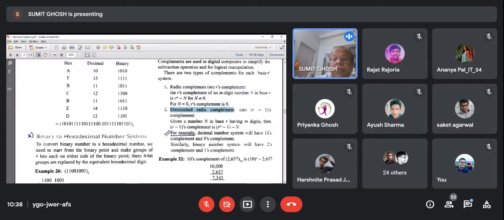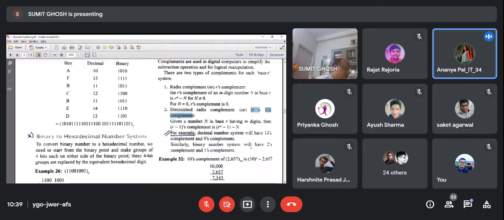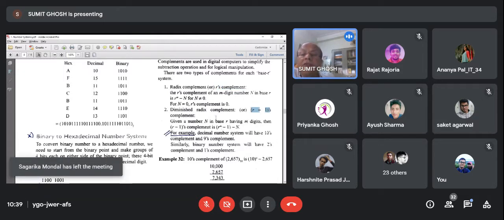Another is the diminished radix complement. What is the diminished radix complement? Earlier we had R's complement. Now we will have R minus 1's complement. So for the binary number system, what does it mean? Two's complement and one's complement. Very good. For this we have 2's complement and for this we have 1's complement. For the decimal number system, what are the two types of complements? 10's and 9's. Very good, excellent.